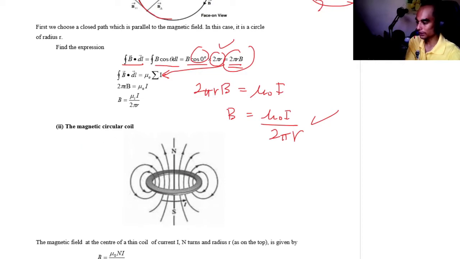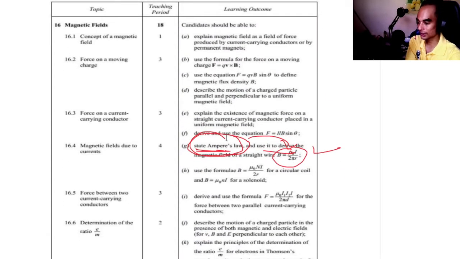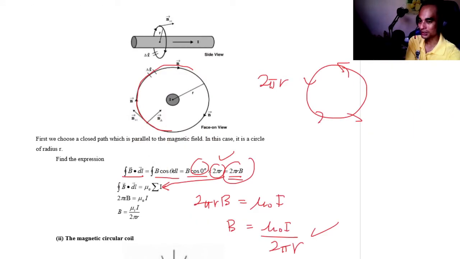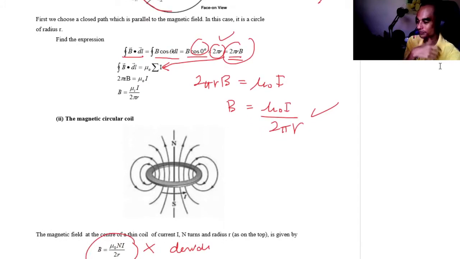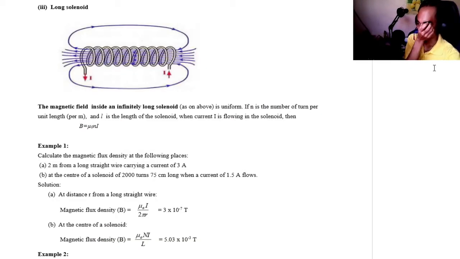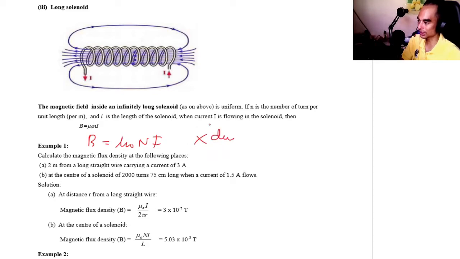For a circular coil, we have a magnetic field given by μ0 N I over 2r. This one does not need to be derived. If we check the syllabus, it says to use the formula for the circular coil and for the solenoid, so no derivation. Only the previous part is a derivation. So don't try to derive it, it will take all your neurons. Save your hard disk. You just remember B equals μ0 N I over 2r for a circular coil. Next, for a long solenoid, we use B equals μ0 n I. Also no derivation, just memorize it.